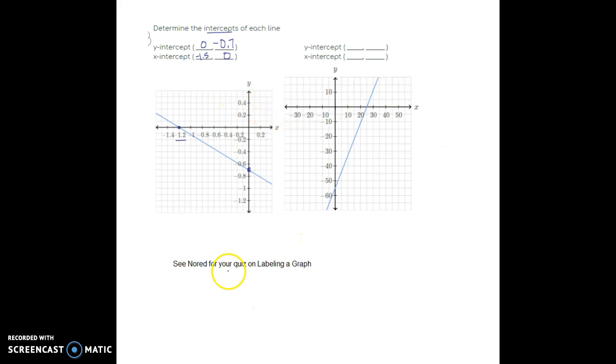You need to finish the rest of these and then see me for your quiz on labeling a graph. Good luck.